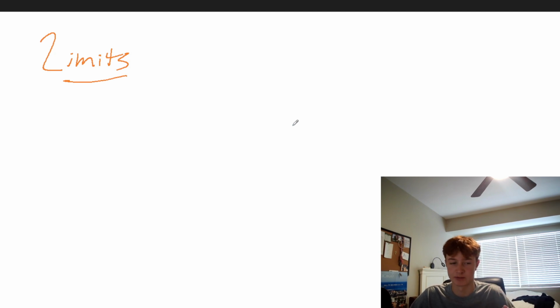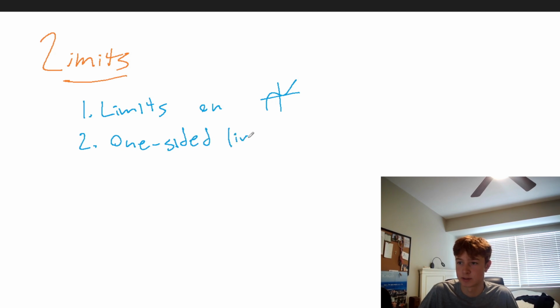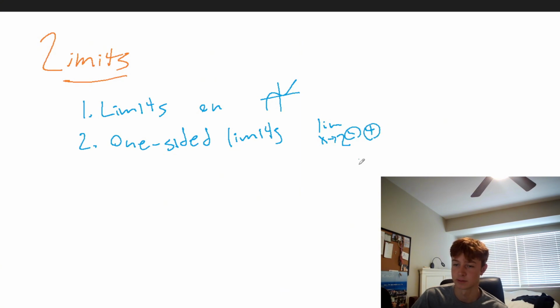At least I like to think of this as the first topic in Calculus AB is limits. So under limits, there's kind of four subcategories. You have limits on a graph. You also have to understand directional limits or one-sided limits. I like to think of them as one-sided limits because you're looking at them from one side. So that's when you have a limit as x approaches 2 from the left, or from the right, alternatively.